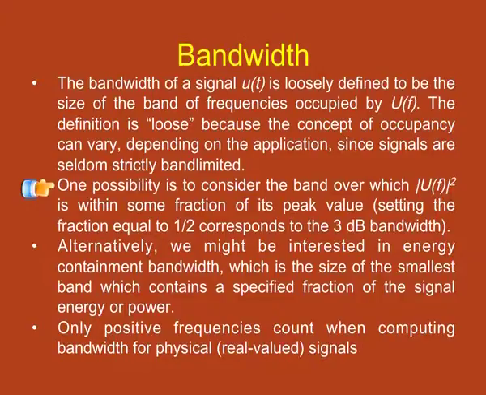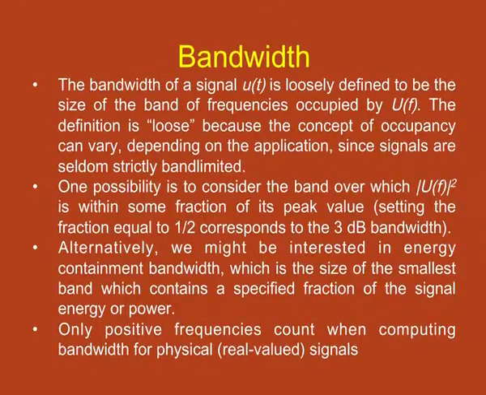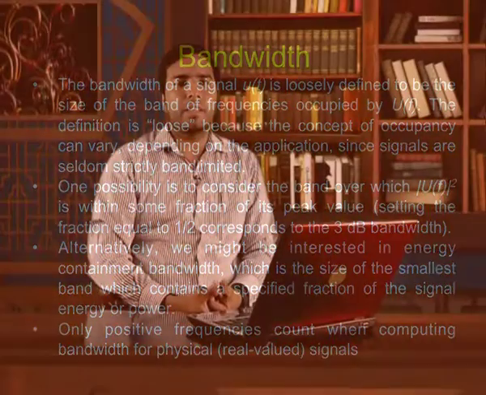If we define this fraction to be half, then the corresponding bandwidth is called 3 dB bandwidth. Also, we can define bandwidth as the smallest frequency band which occupies a certain fraction of the signal energy. This fraction could be 90%, 95%, 99%, and based on what fraction we define, the bandwidth of the signal would be different.